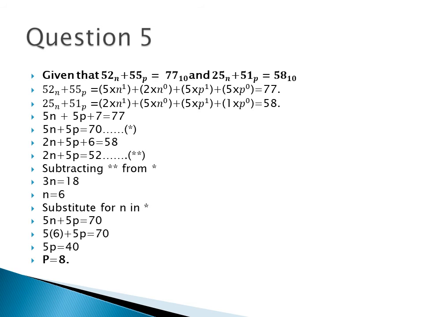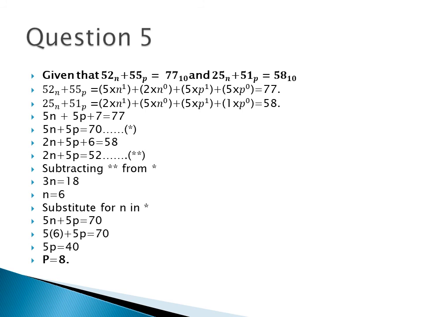Then the second one is going to give us 2 times n raised to power 1 plus 5 times n raised to power 0 plus 5 times p raised to power 1 plus 1 times p raised to power 0 is equal to 58. So when we add everything together, we will have 5n plus 5p plus 7 is equal to 77. Now doing a bit of collection of like terms, we have 5n plus 5p is equal to 70. That's for equation star. Then we apply the same rule to equation star star. So we're going to have 2n plus 5p is equal to 52.